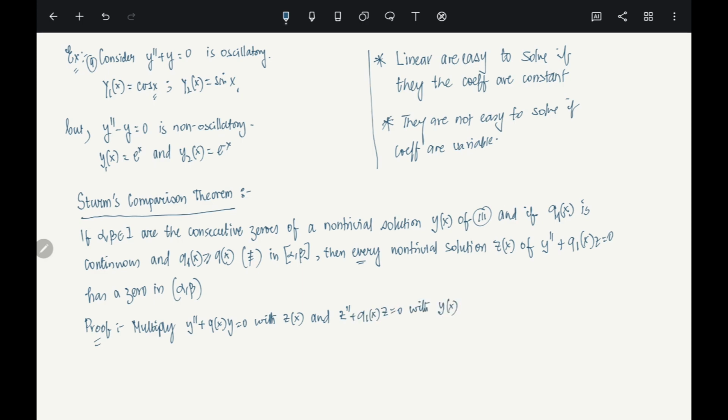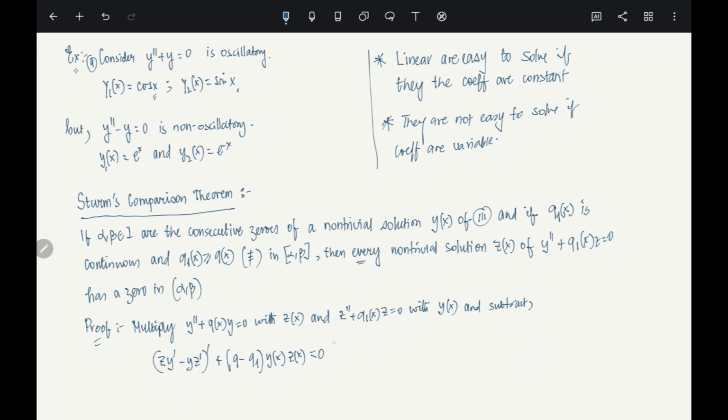Is this okay? Now once you do it and subtract, this is the exact same thing which we did while we used the Lagrange identity, if you remember from the last class. Okay, so once you do that, what you have is (z y prime minus y z prime) whole prime plus (q minus q1) y(x) z(x) equals 0.